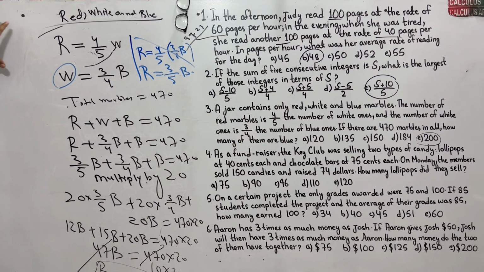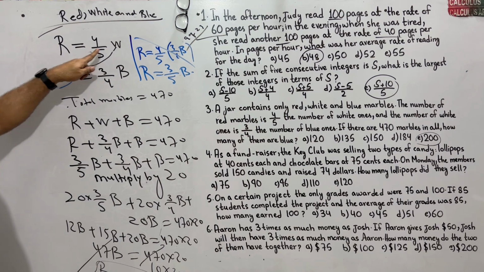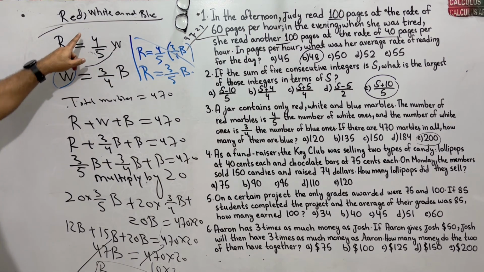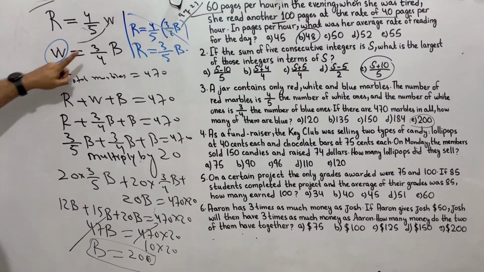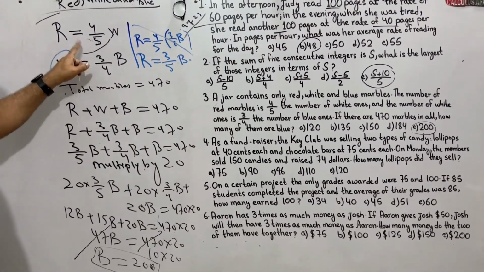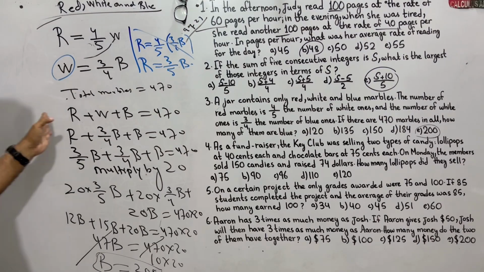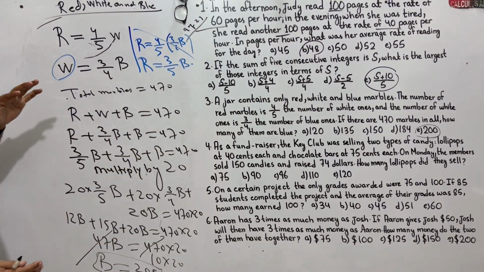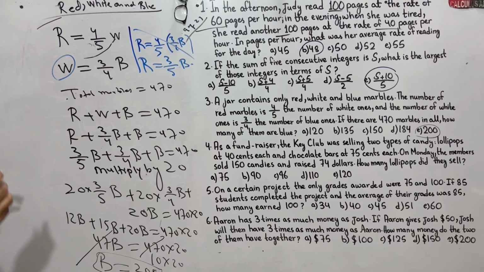A jar contains red, white and blue marbles, three types of marbles. Red is equal to 4/5 of white, and white is 3/4 of blue. They are in total 470 marbles, red plus white plus blue, and we are asked to find the number of blue marbles.